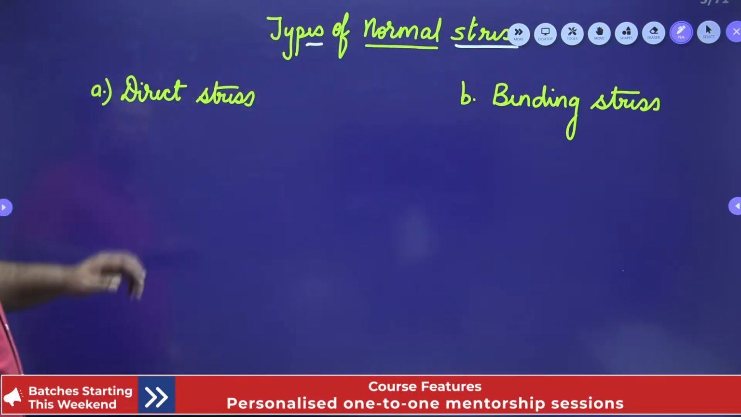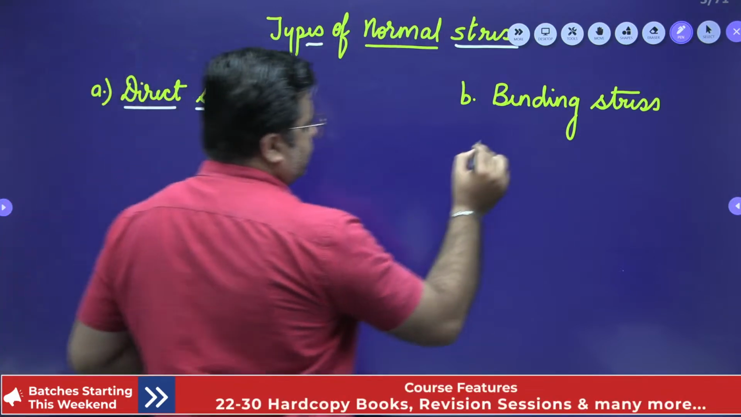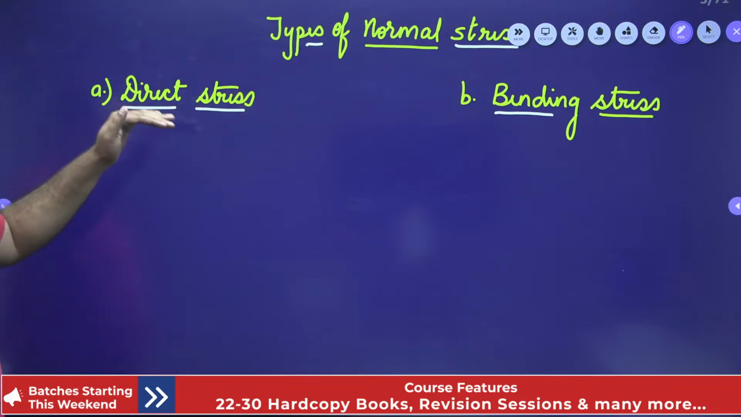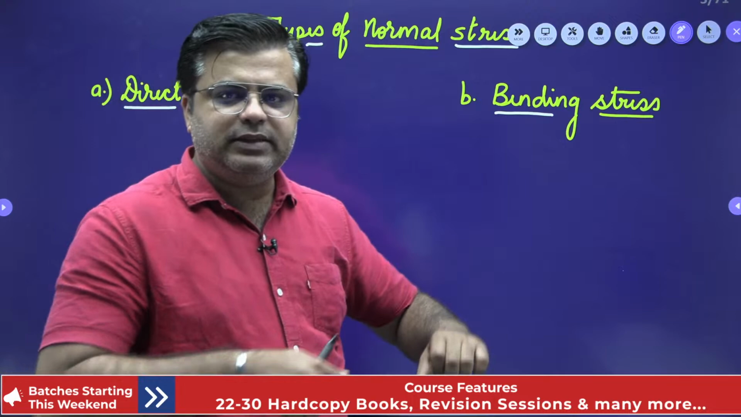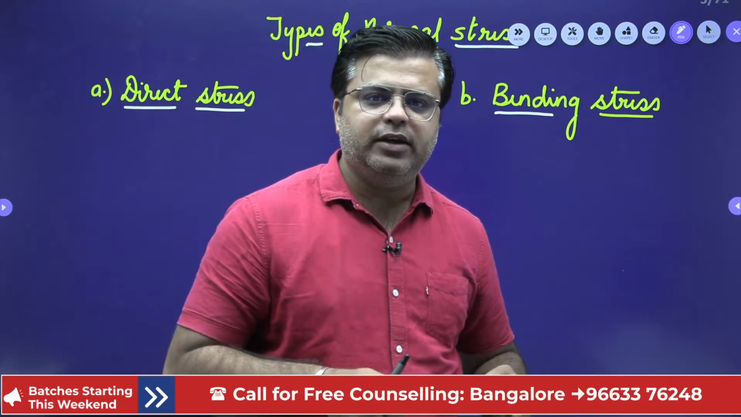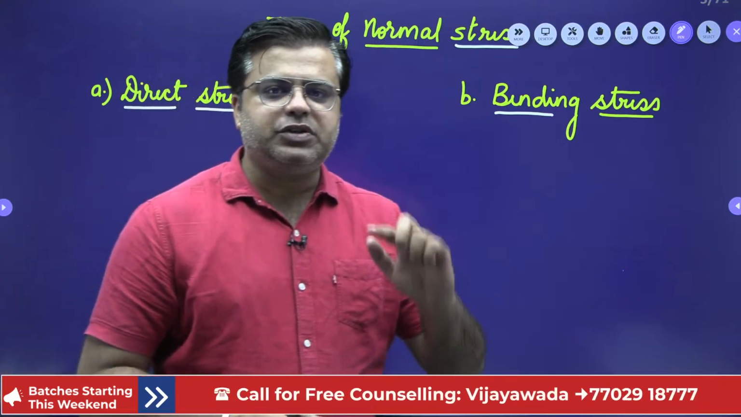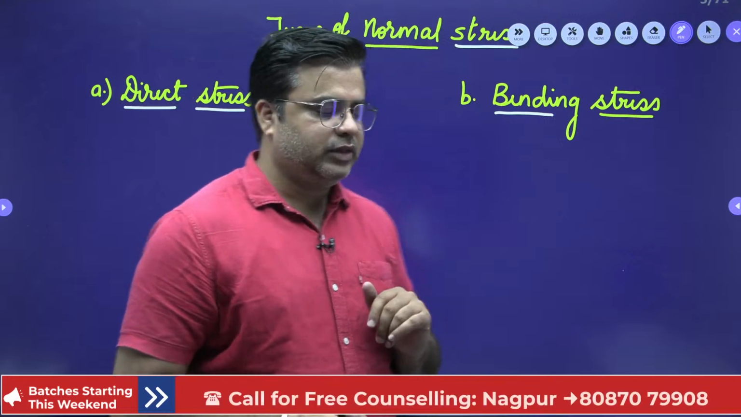So normal stress are of two types, direct stress and the bending stress. So let us see what do we mean by direct stress. Direct stress we have already seen. If any body is loaded axially, means if you are pulling the body axially or you are compressing the body axially, then in that case, the stresses developed in the body will be direct normal stresses.